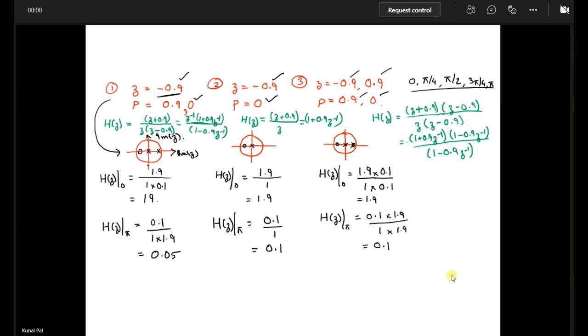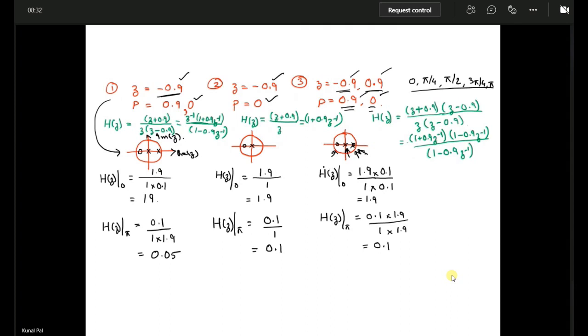In the second case, if you see, we have placed the zero and we have placed the pole. Okay. In the third case, we have a zero at minus 0.9 and again there is another zero at 0.9, and then we have a pole at 0.9 again over here at the same location, and a pole at 0 over here. Okay. So these are the three conditions.